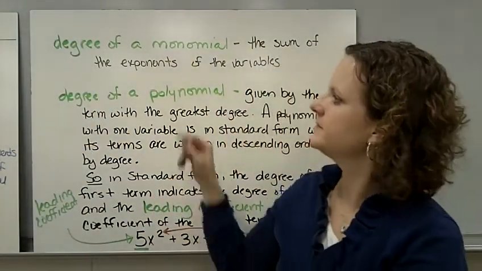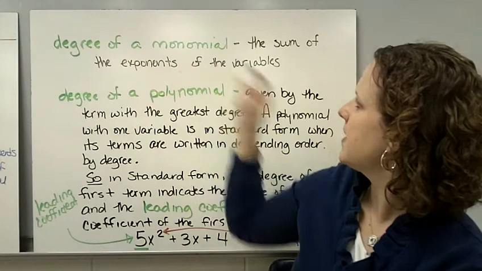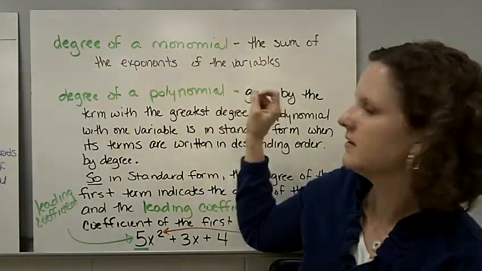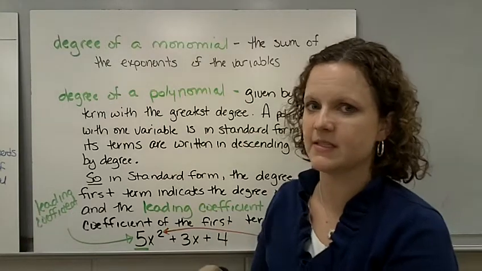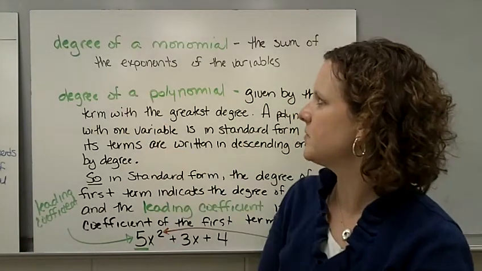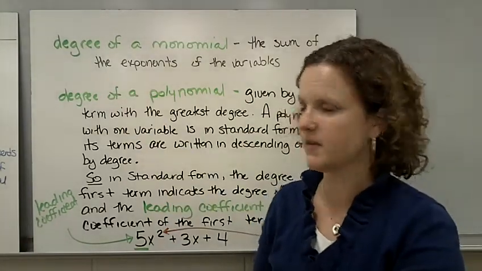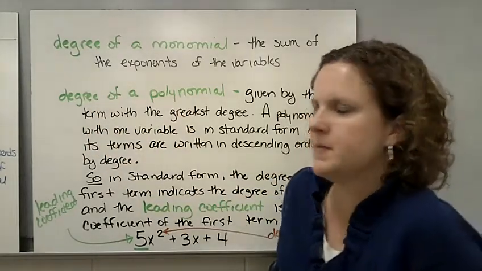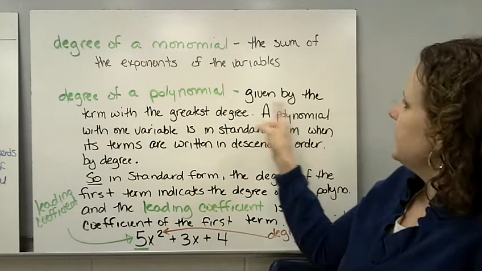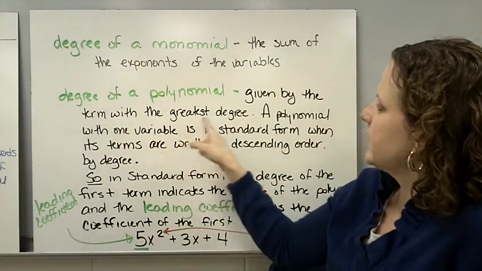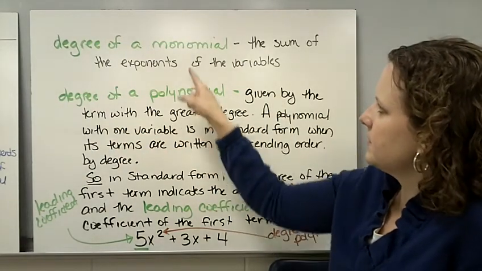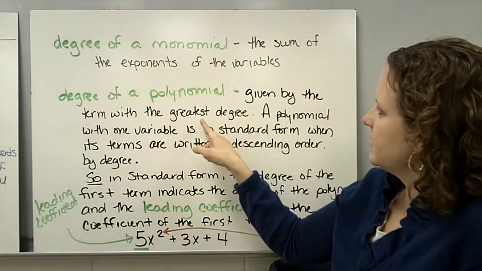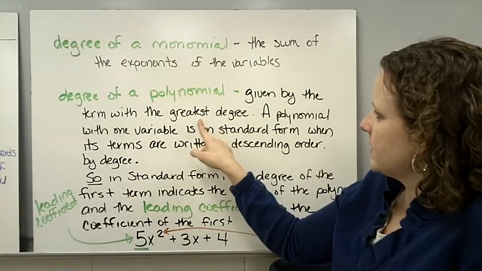More vocabulary. The degree of a monomial is the sum of the exponents of the variables. We'll get into some examples in the next slide, but write it down so we can remember later. The degree of a polynomial, long explanation, is given by the term with the greatest degree. Remember, a polynomial is a bunch of monomials, so the degree of the polynomial is given by the term with the greatest degree.